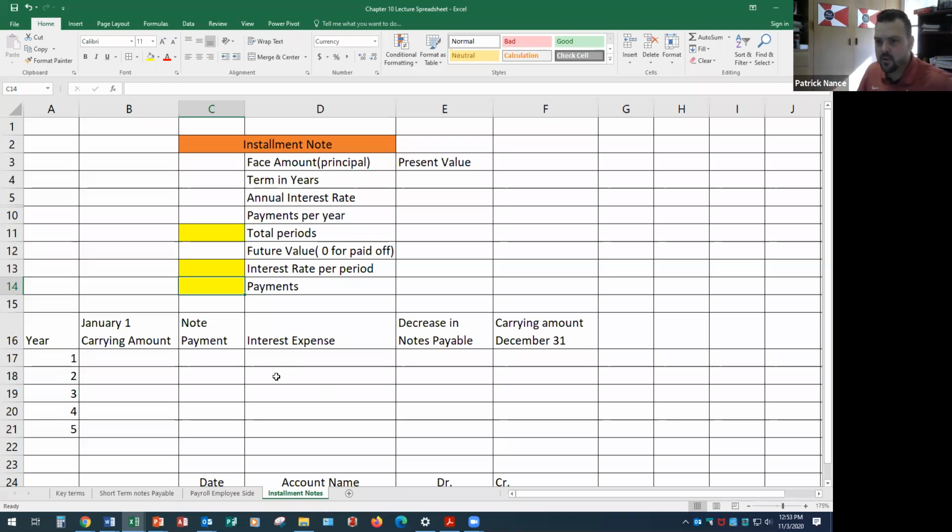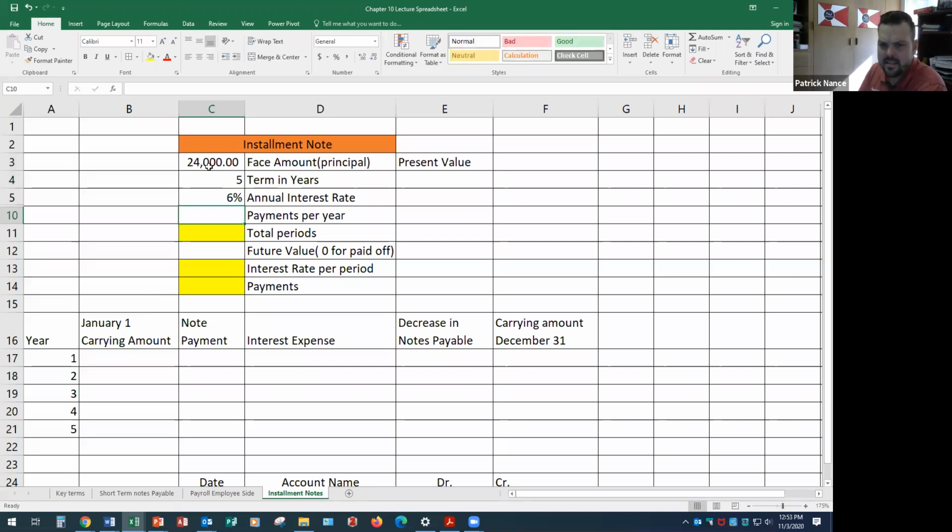Just like the short-term notes payable, we have a principal amount of the note, an interest rate, a term, and then annual payments. Now they did the calculation for you, but I'm going to show you how to do that here in Excel, and it's relatively simple, I think. Face amount is also known as a principal, also known as a present value. All the same. In this case, it's $24,000. The term is 5 years, and the annual interest rate is 6%.